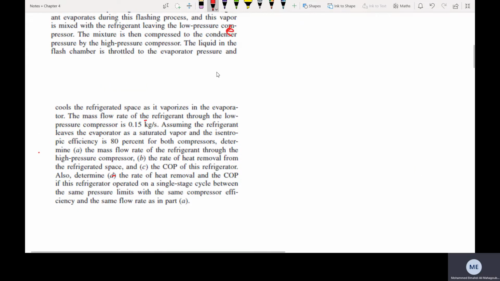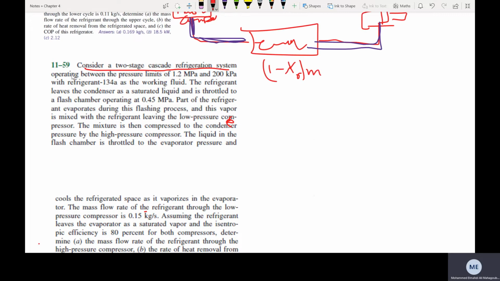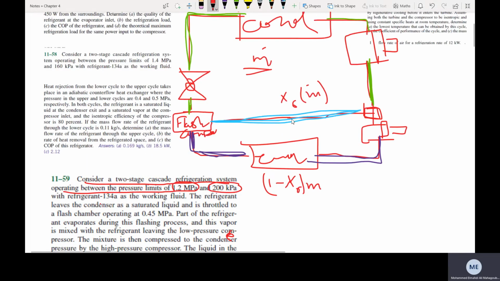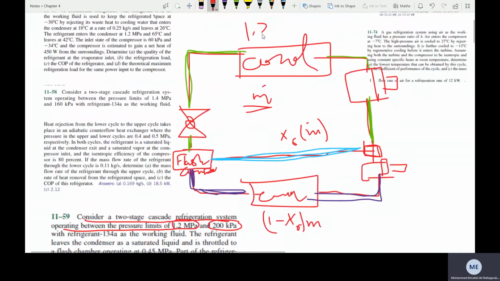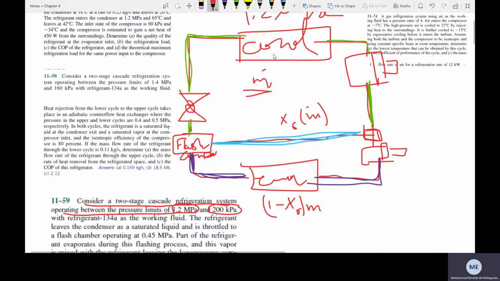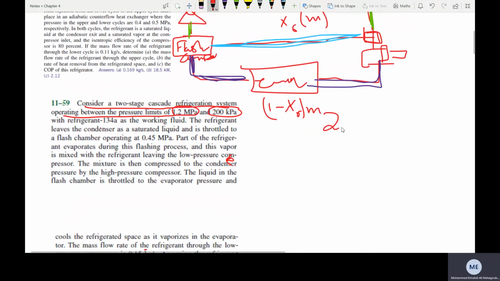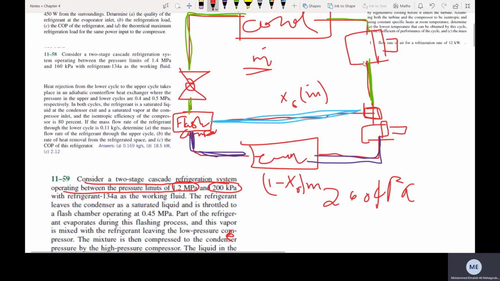Yes, so I will consider a two-stage cascade refrigeration system operating between the pressure limits of 1.2 megapascals and 200 kilopascals. Also here we have an intermediate pressure, the extraction. It tells me that it operates between the two pressure limits of 1.2 megapascals. You have to be used to how to convert the words and the numbers into a graph, because he's not going to give you the layout of the cycle.